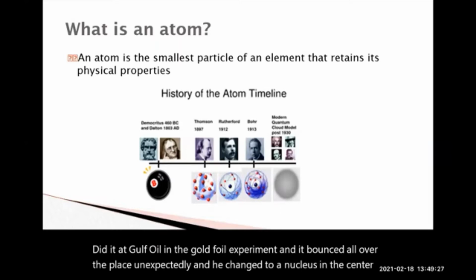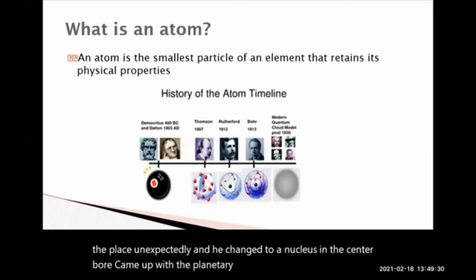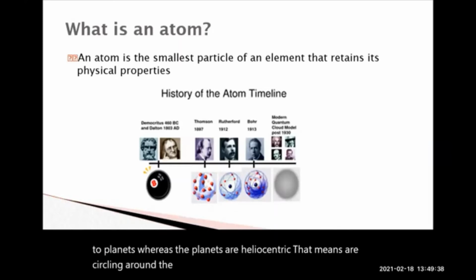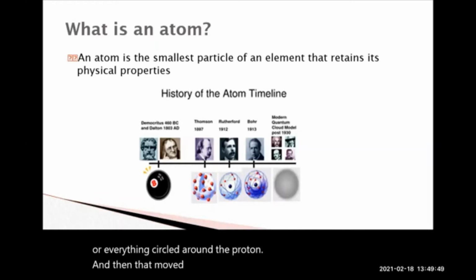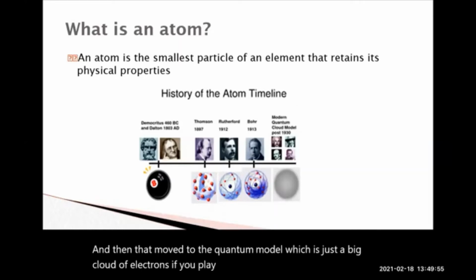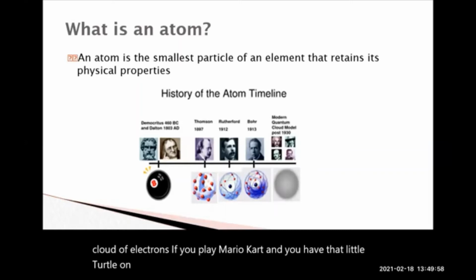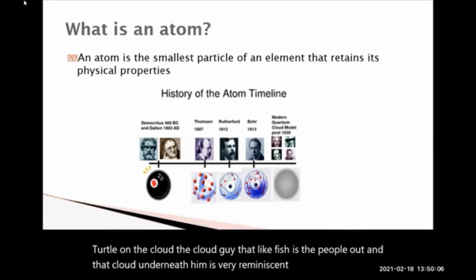Bohr came up with a planetary model where he likened the atom to planets, whereas the planets are heliocentric. That means they're circling around the sun. He thought that atoms were proton-centric, where everything circled around the proton. And then that moved to the quantum model, which is just a big cloud of electrons. If you play Mario Kart and you have that little turtle on the cloud guy that fishes the people out, that cloud underneath him is very reminiscent of the cloud model.